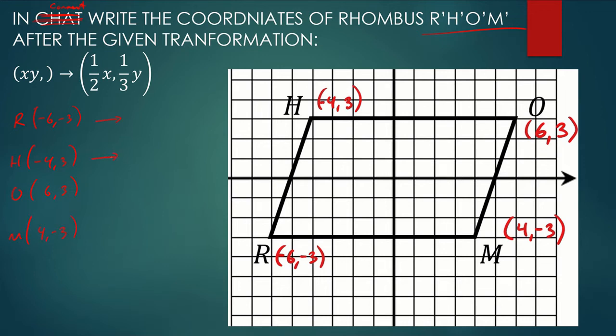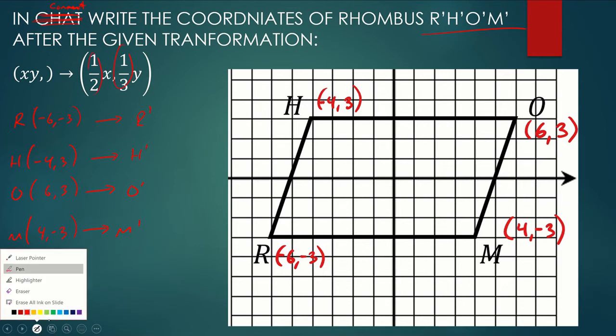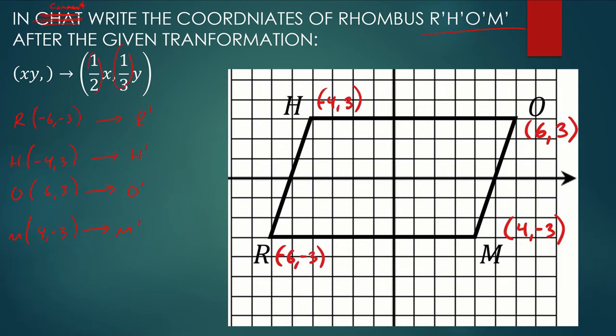So what this is saying is we're going to have a compression in both directions. We're going to have a horizontal compression and a vertical compression as well because of the scale factors here. And so all we're doing is multiplying by 1/2 for the x, which gives us -3, -2, 3, and 2. And for the y values, we're going to divide by 3. So that gives us -1, 1, 1, and -1.